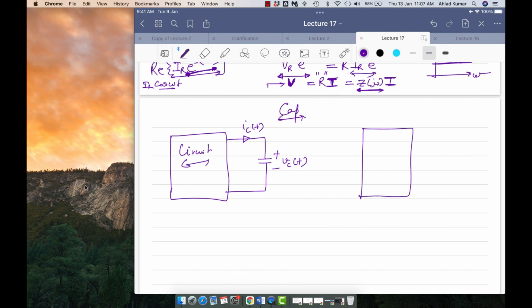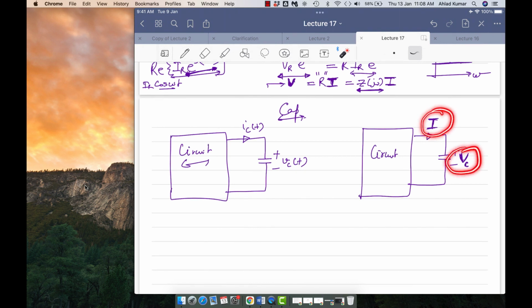So it's a circuit here. Then we have the same capacitor, but now the current will be bold I, and the voltage across the capacitor will be bold V_C. So it's the voltage across the capacitor and the current I, but now in phasor format, and this one is the time format. We want to find out the relationship, like how this bold V_C is related to this bold I. So let us see that first.